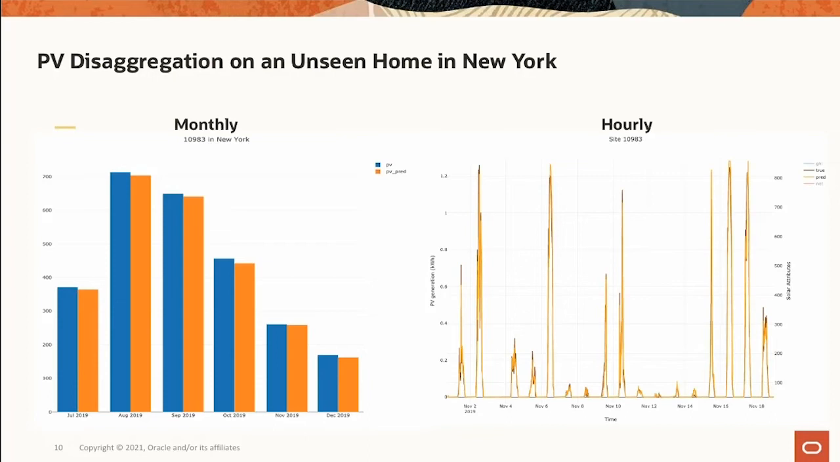And now, let's see the hourly insights on the same house for several days in the month of November 2019 on your right. Similarly, in this case, we can observe that hourly predictions are almost identical to true solar generation values.